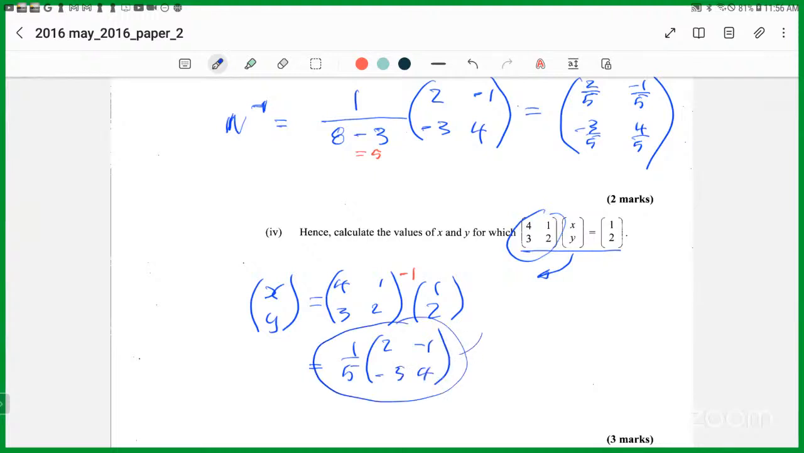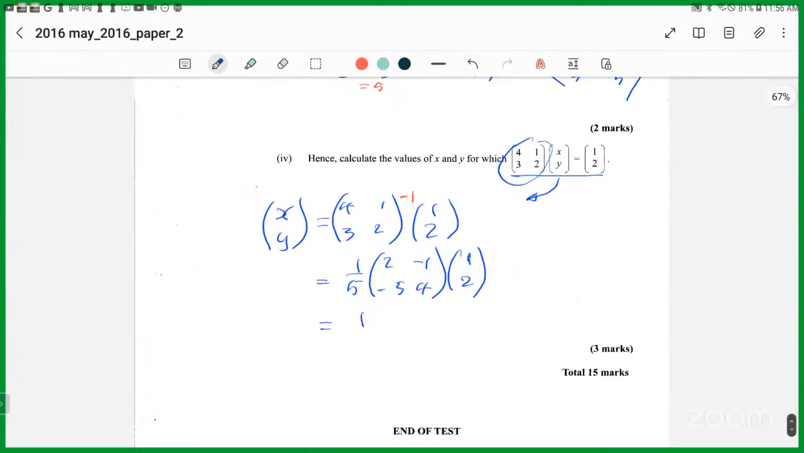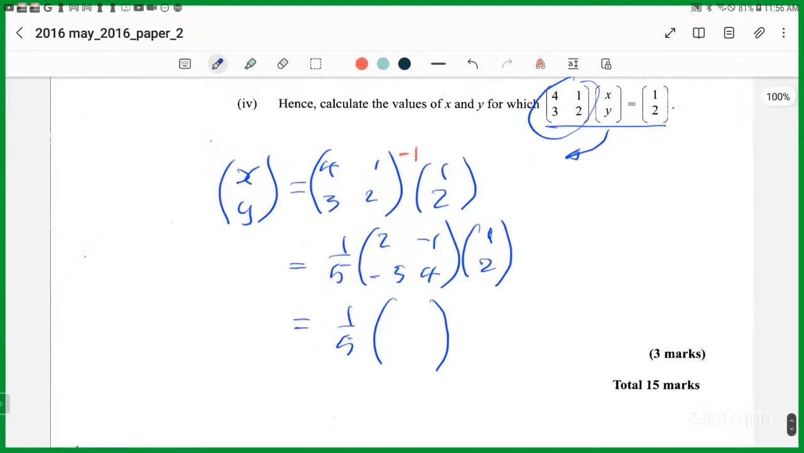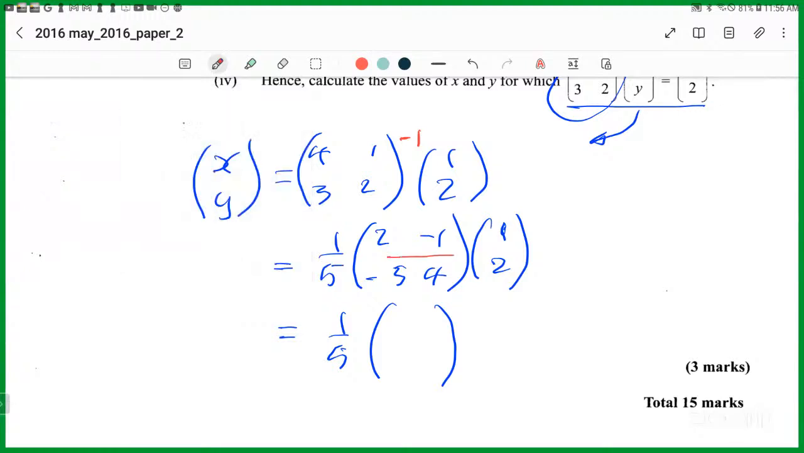This matrix, the inverse right there, and then multiplying that inverse matrix by the 1, 2. Generally, I do this calculation in here first. So it's going to become 1 over 5 times a column matrix. Let me zoom in. Again, we're multiplying the rows of this matrix by the 1 column to get this column matrix with 2 values.